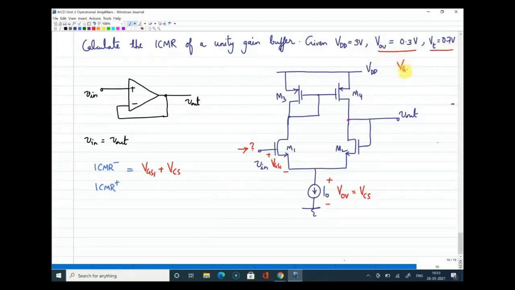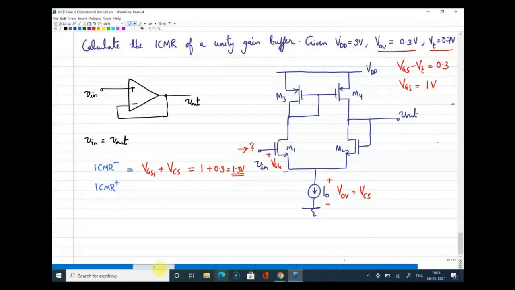So what is overdrive voltage? Overdrive voltage is nothing but VGS minus VT. That is given as 0.3. So what is VGS? VGS is equal to 0.3 plus 0.7, which is equal to 1 volt. Right. So how will I calculate ICMR minus? ICMR minus is equal to VGS1, which is 1 volt, plus voltage drop across the current source, same as overdrive voltage, which is 0.3, which is equal to 1.3 volt. That is the ICMR minus value.